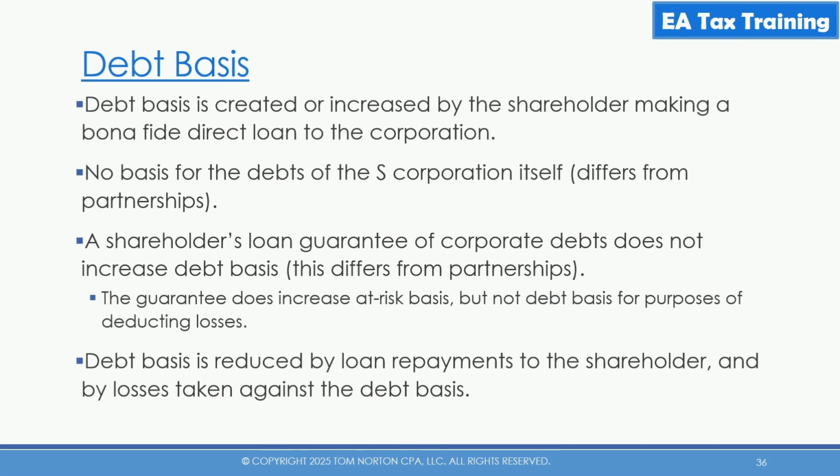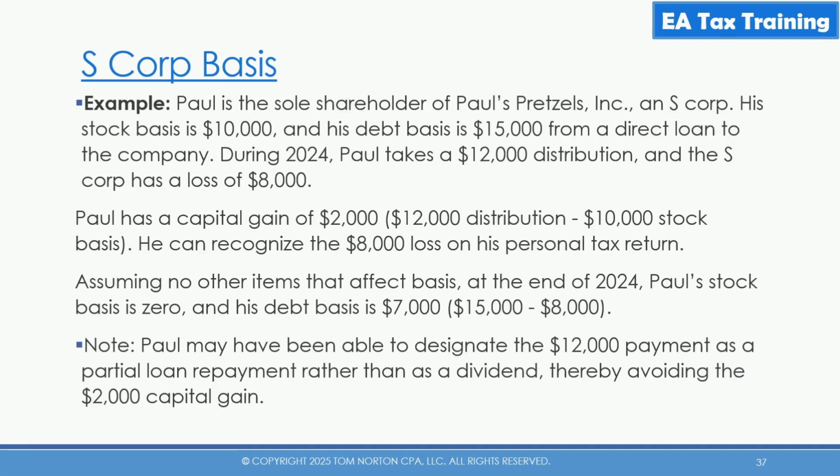Debt basis is reduced by loan repayments to the shareholder and by losses taken against the debt basis. So obviously, if you're loaning money to the corporation, that gives you debt basis. If they pay that money back, that decreases your debt basis. And then if you take any losses against the debt basis, that also decreases that basis. So let's look at an example to try to understand this a little bit better.